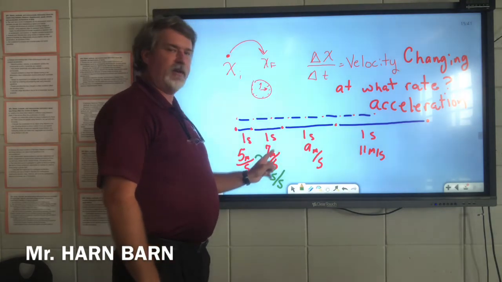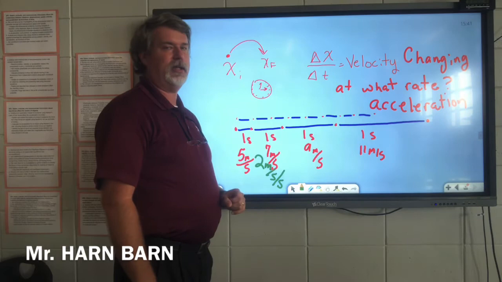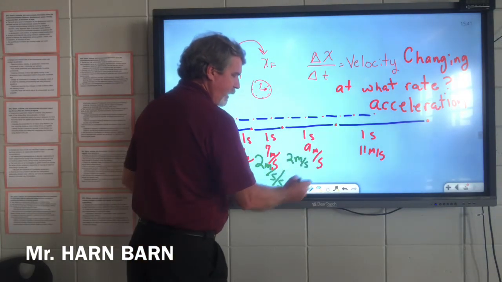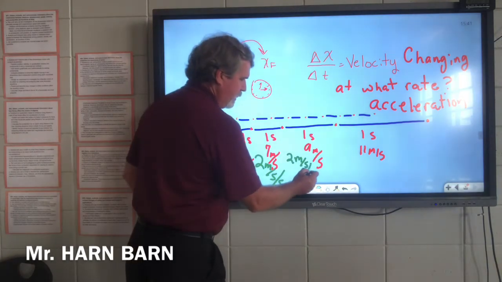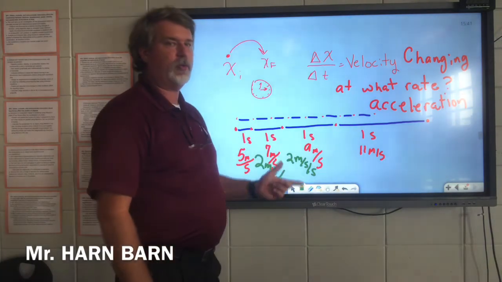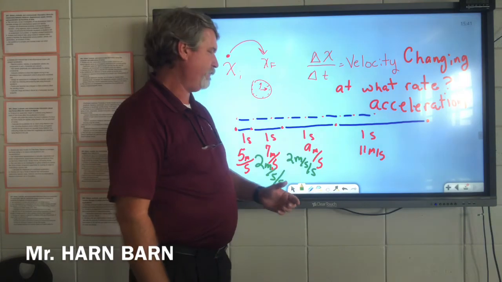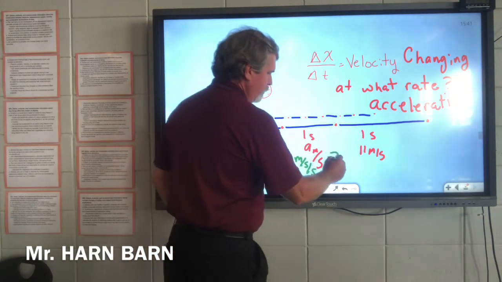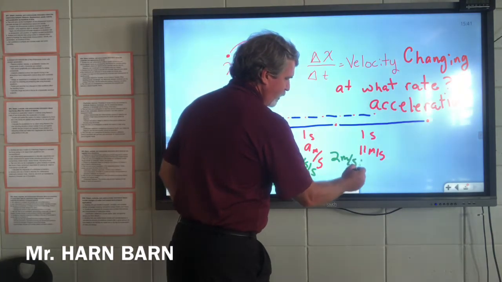So we were at 7. We're now at 9. How much did it increase? It increased by 2 meters per second, and it took how much time to do it? A second. So a 2 meter per second per second. We were at 9. We're now at 11. 2 meters per second per second.